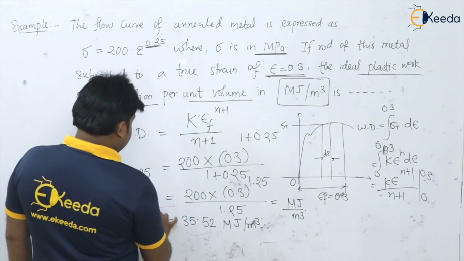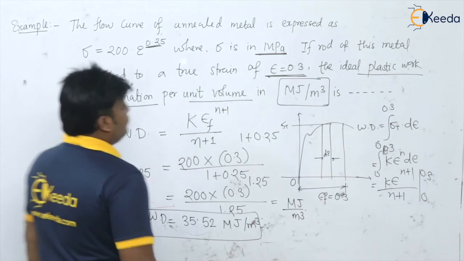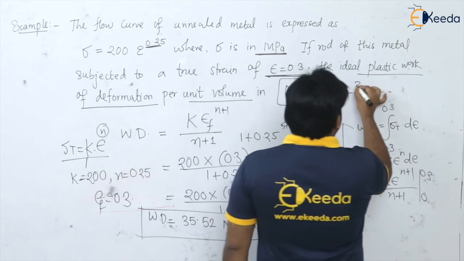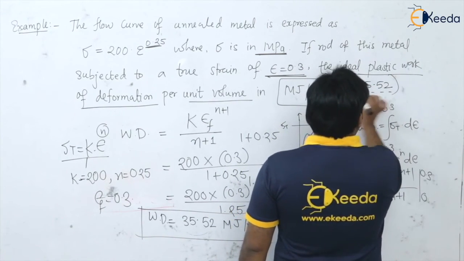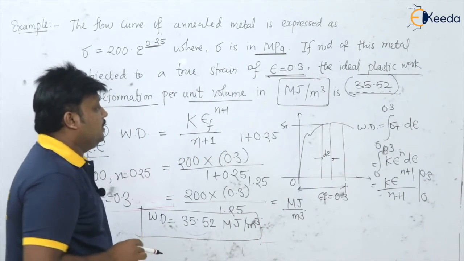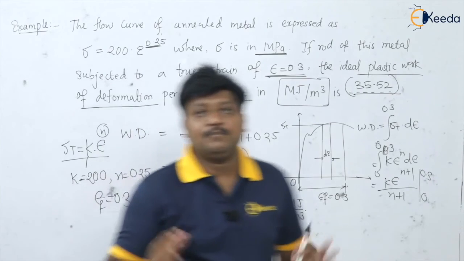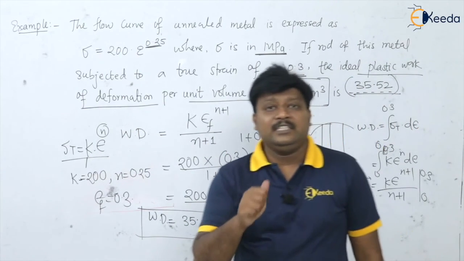So how much work done is there here? It will be 35.52. What is the answer here? 35.52, and it will be in megajoule per meter cube, isn't it? So very easy. Like this, they can ask you questions.